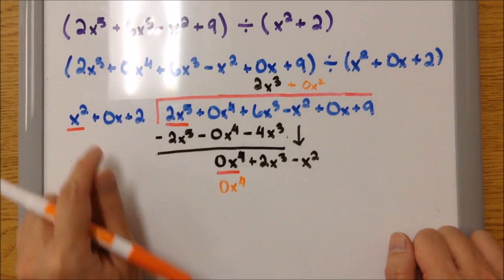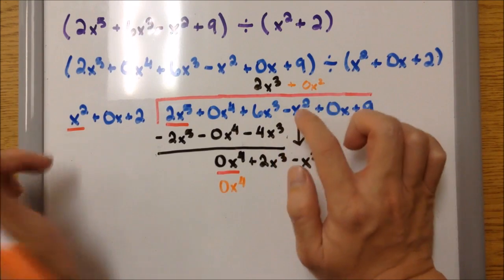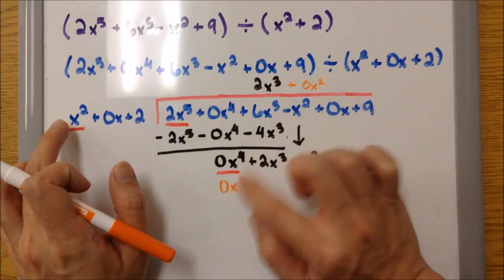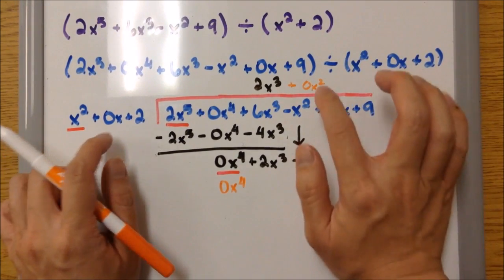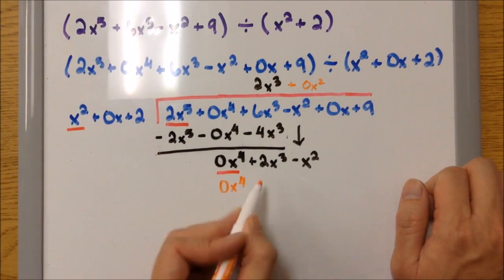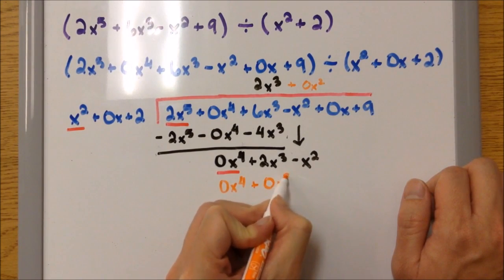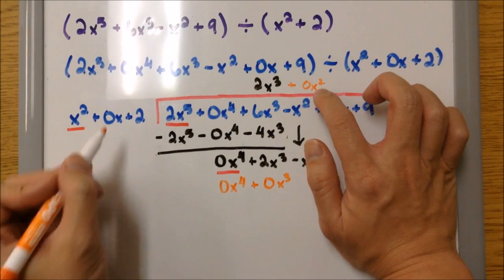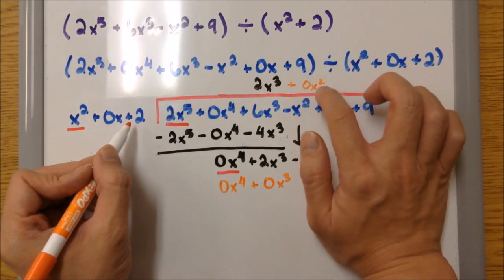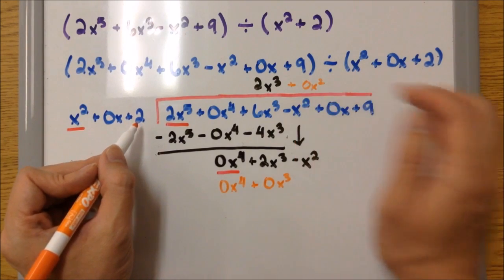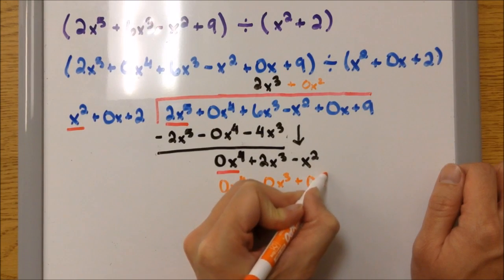0x squared, again, 0 times the invisible 1 here is 0. And then if we do x squared times x squared, that's x to the fourth. Now we're going to do 0x squared times 0x. That's just plus 0x to the third. And then 0x squared times 2, 0 times 2, that's just 0x squared.